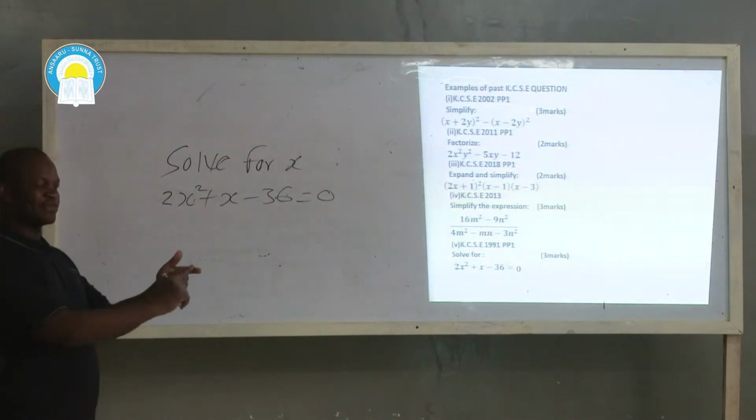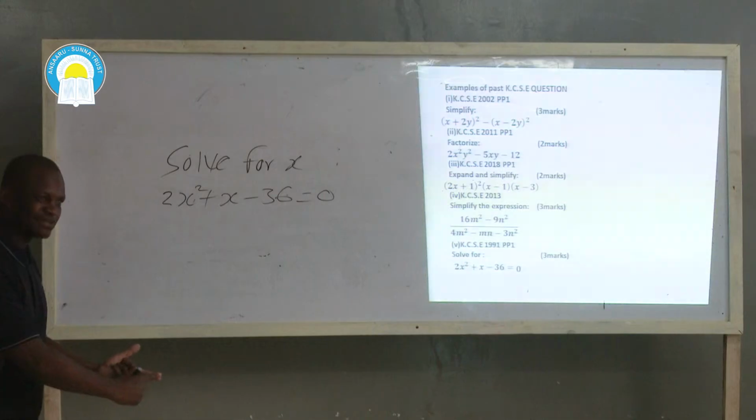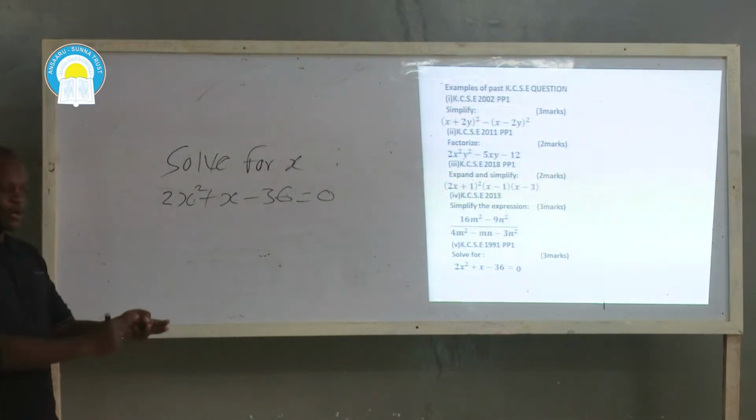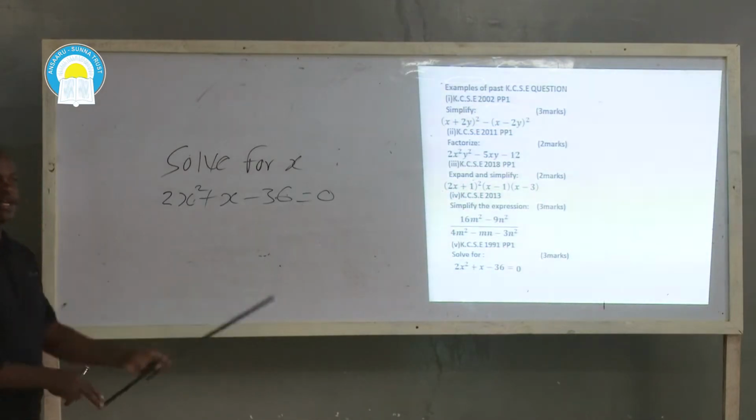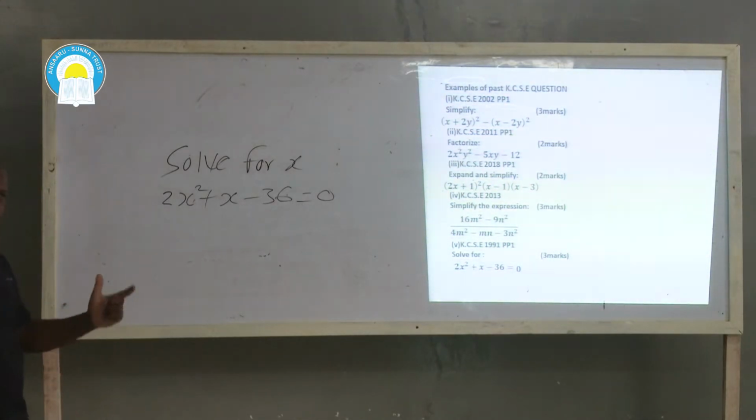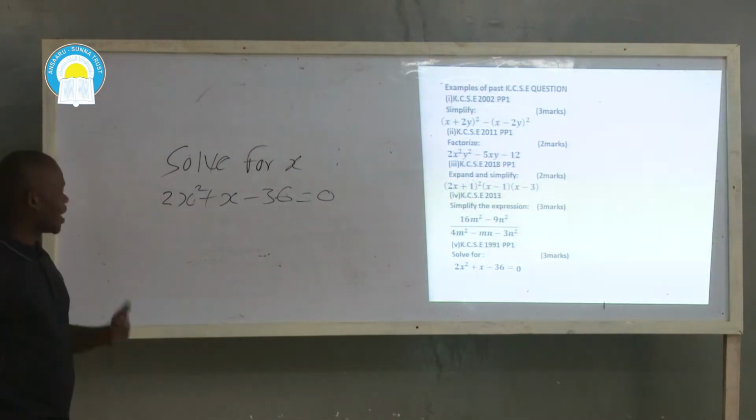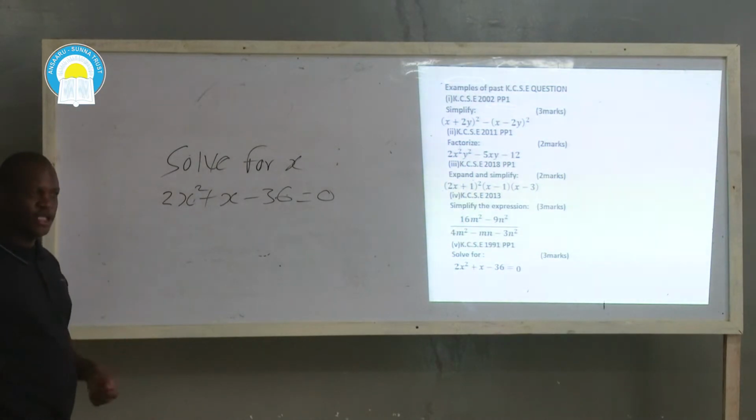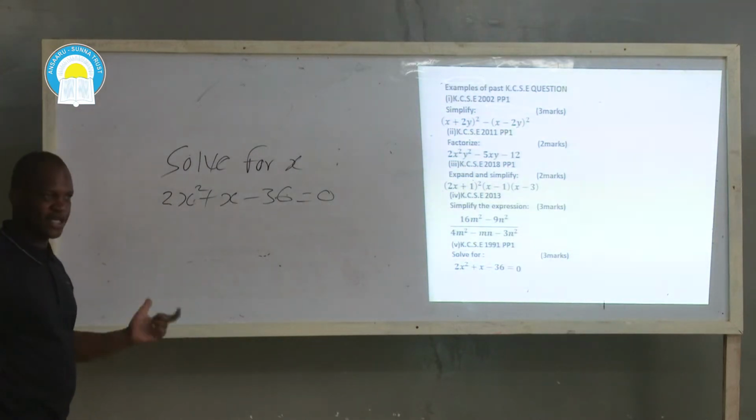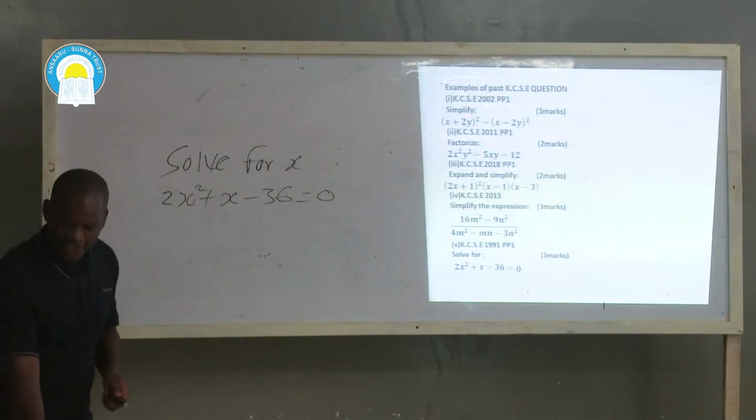In summary, an expression has only one side. An expression can be a linear expression, quadratic expression, or a cubic expression. An equation has 2 sides connected by an equal sign. We can have again a linear equation, quadratic equation, or cubic equation. What do you do to an equation? You solve. What do you do to an expression? You expand, simplify, or factorize. So I think we're done with the first part. Let's go to the next part.